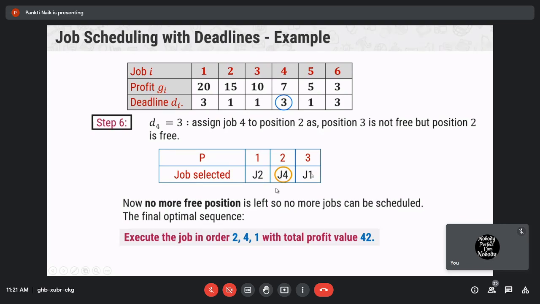2, 4, 1, with total profit: profit for job number 2 is 15, plus profit for job number 4 is 7, plus profit for job number 1 is 20, so total is 42. This is the optimal sequence for these 6 jobs with maximum profit 42. In this way you can assign the jobs, which gives you the final maximum profit.